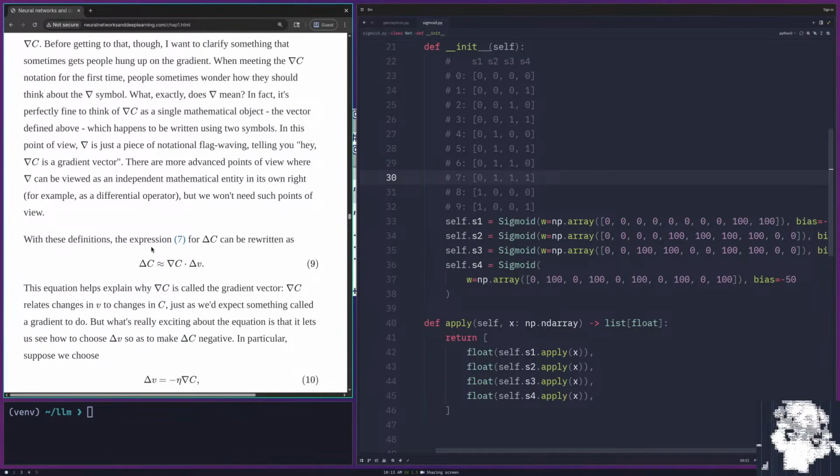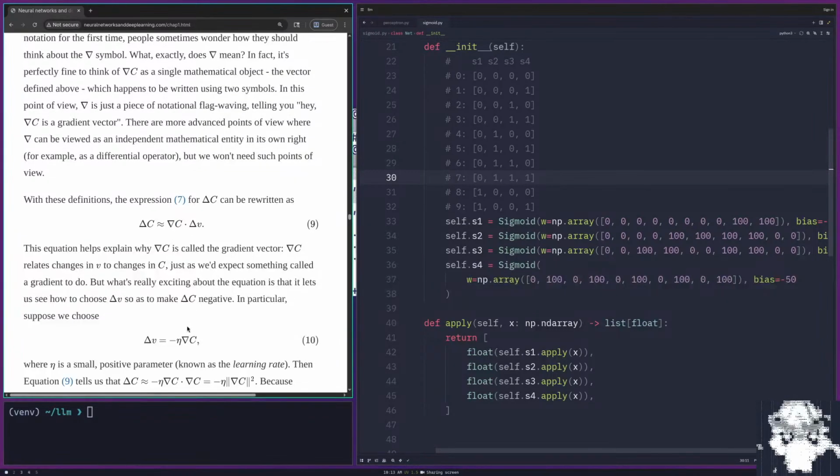With these definitions, the expression 7 for delta C can be rewritten as, and this is what I was predicting, delta C is approximately equal to grad of C dot product delta V. This equation helps explain why grad of C is called the gradient vector. Grad of C relates changes in V to changes in C, just as we'd expect something called a gradient to do. But what's really exciting about the equation is that it lets us see how to choose delta V so as to make delta C negative.